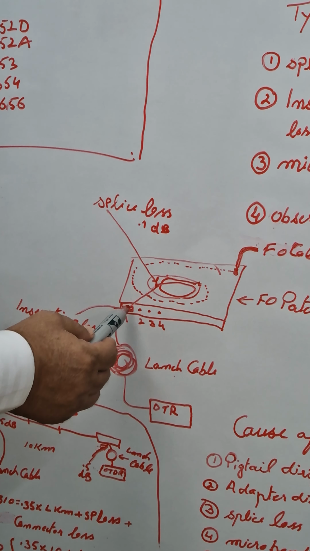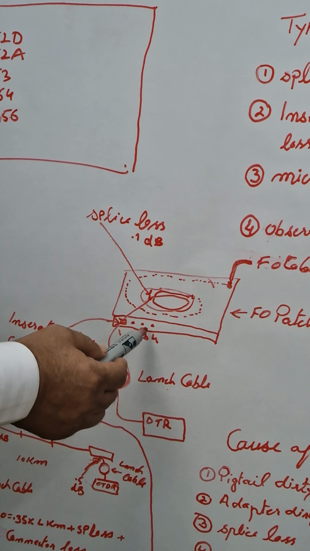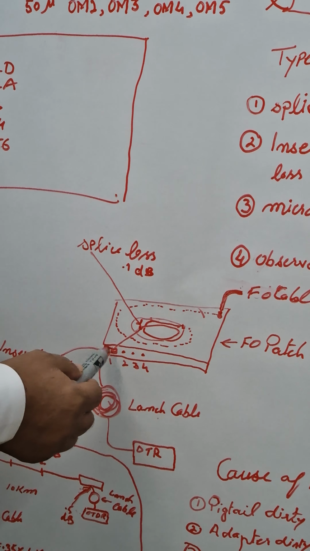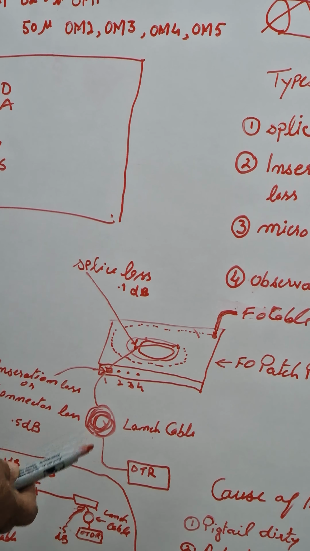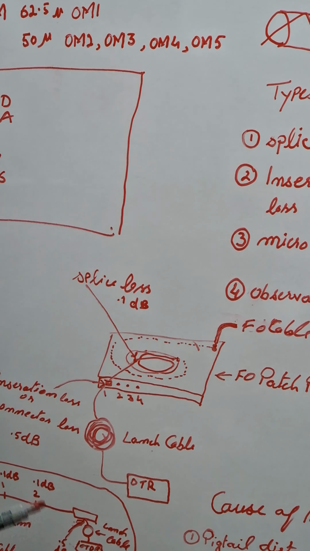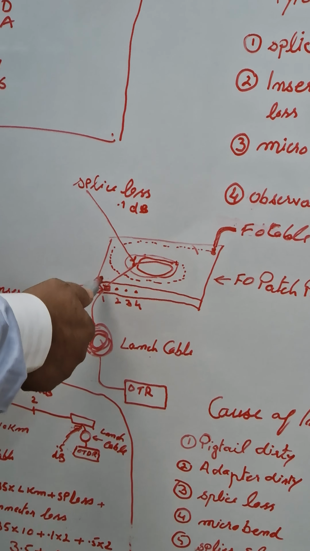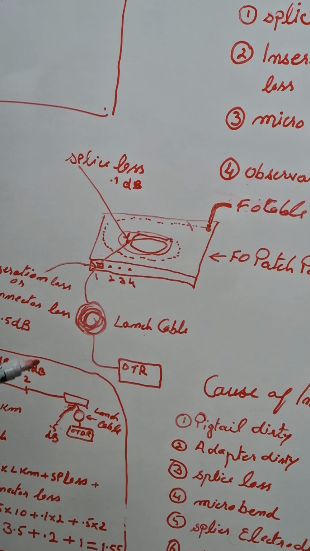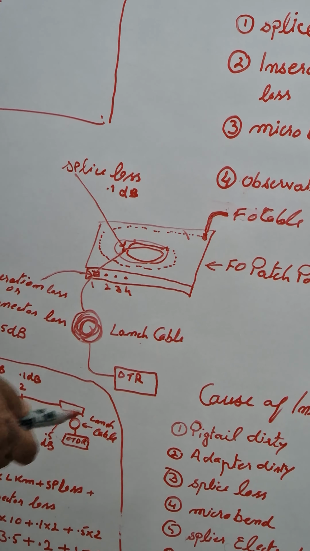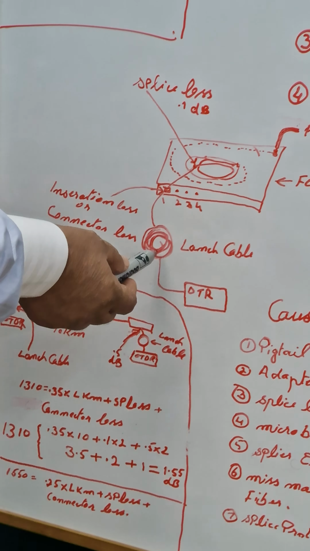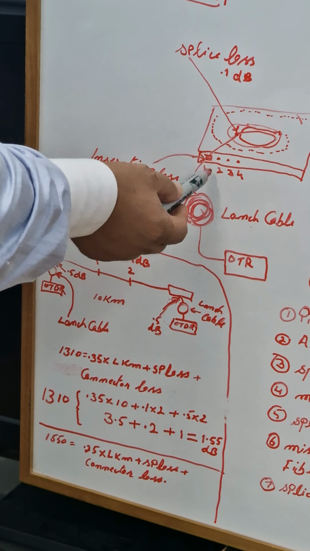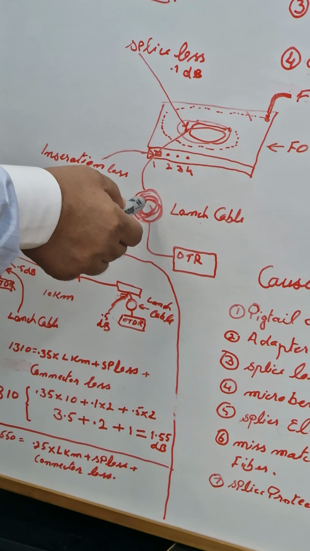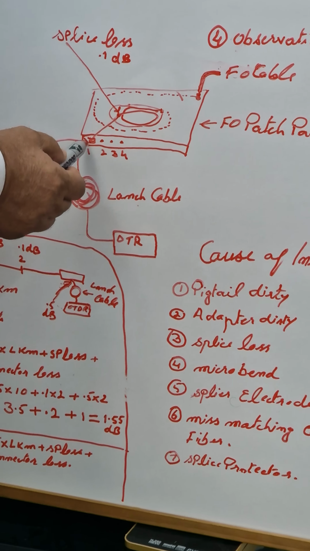Now we have the adapters, 1, 2, 3, 4 adapters over here, I drew 4 fiber cable. Then there is a connector loss. Connector loss we cannot take directly with the OTDR, so we have to put the launch cable. We have 2-3 reasons to put the launch cable, and I will explain one by one. When you put the launch cable, then you are able to get the insertion loss. Without putting this one, you cannot get the insertion loss.